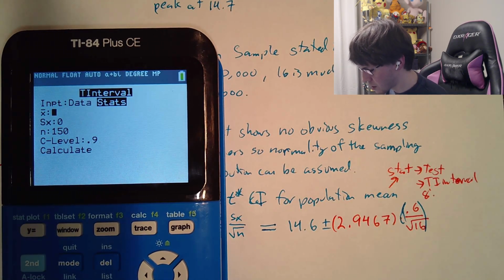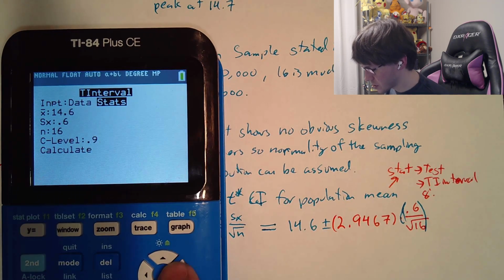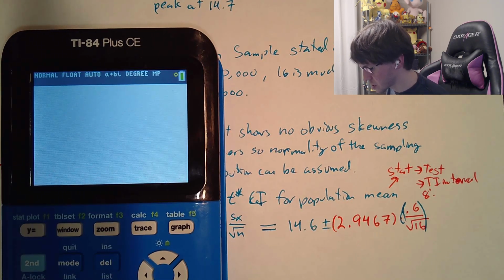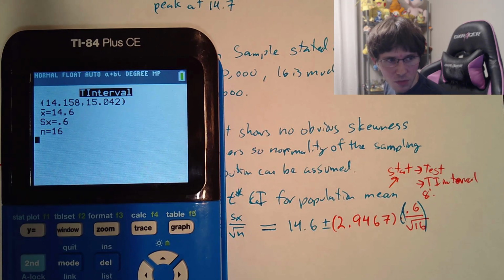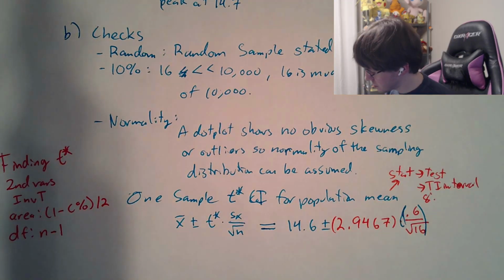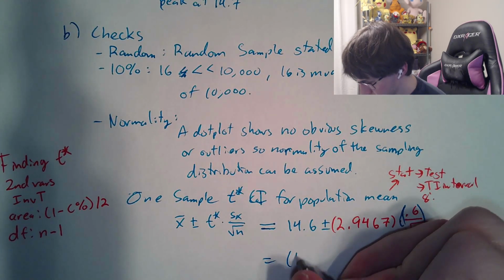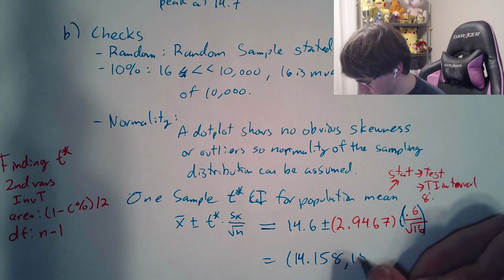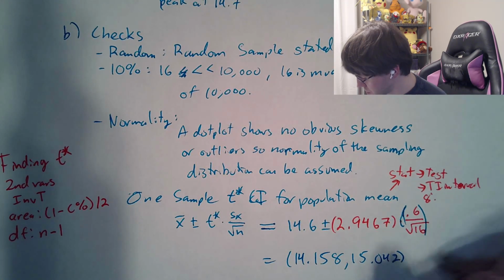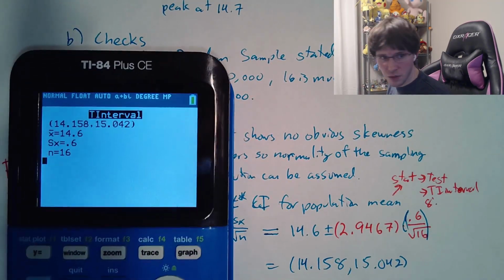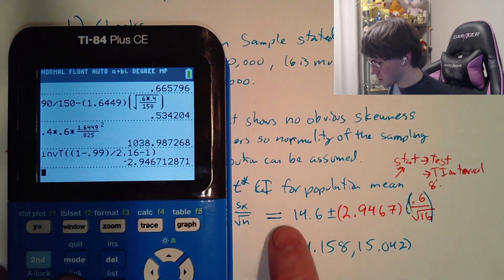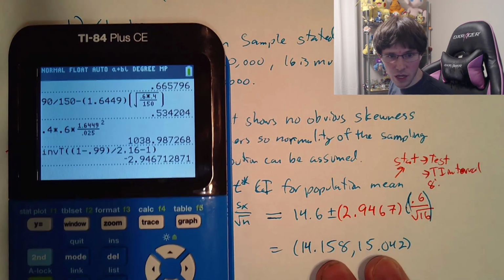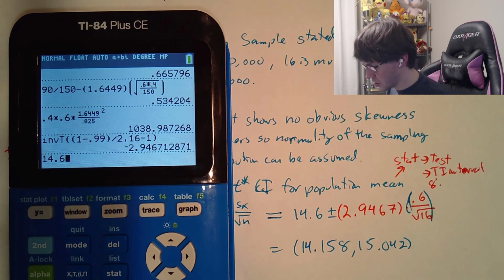2.9467 was not our mean. Our mean was 14.6. Our standard deviation was 0.6. Our n in the question was 16. And our confidence level is 99. And again, the calculator is going to spit out this number, 14.158, comma, 15.042. And just like I did before, I'd like to prove that instead of doing any of that, you could have just typed these numbers into the calculator if you felt like it, to have one less thing to memorize.